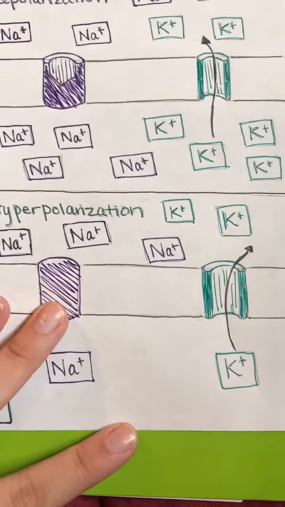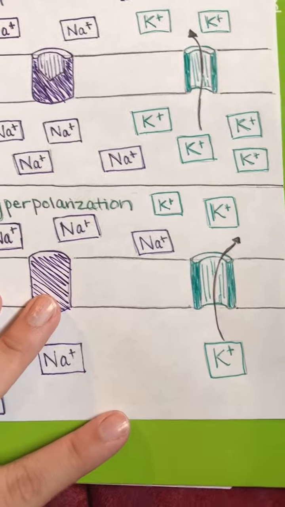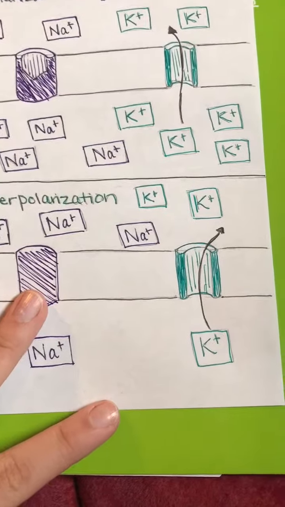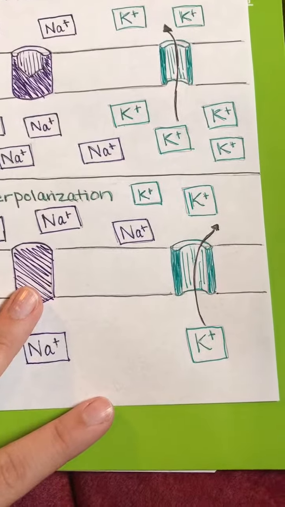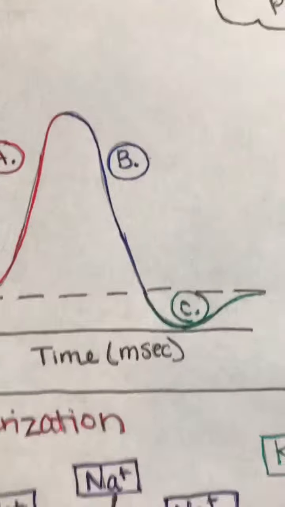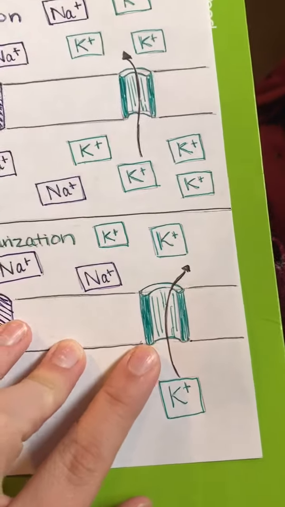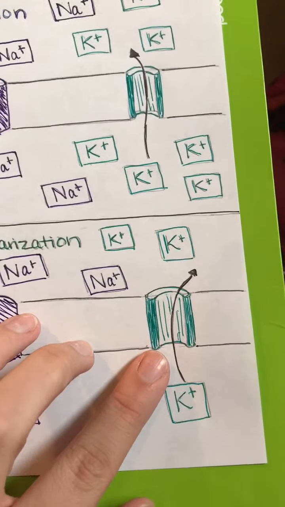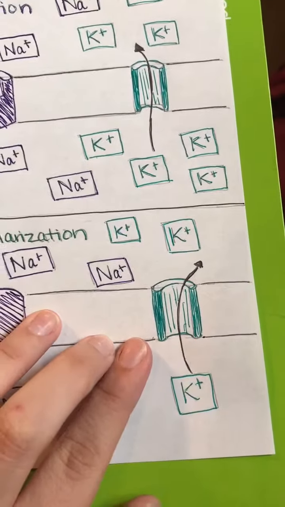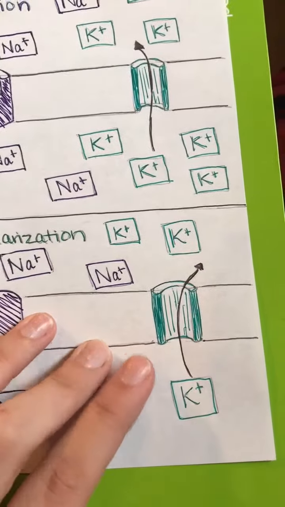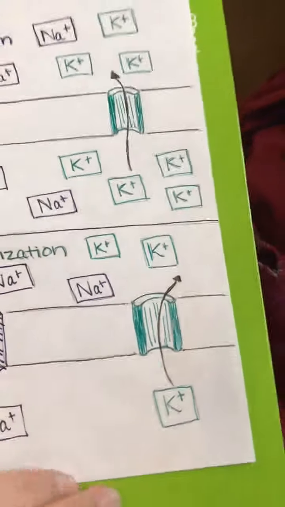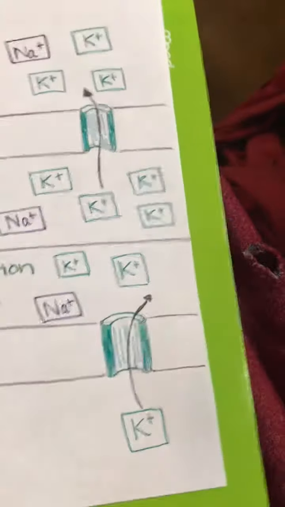And the reason hyperpolarization is occurring, which is going past the resting membrane voltage, so more negative than negative 70 as seen right there, is because some of these voltage-gated potassium channels stay open, allowing more potassium to leave the cell. And that is what causes that hyperpolarization after repolarization.